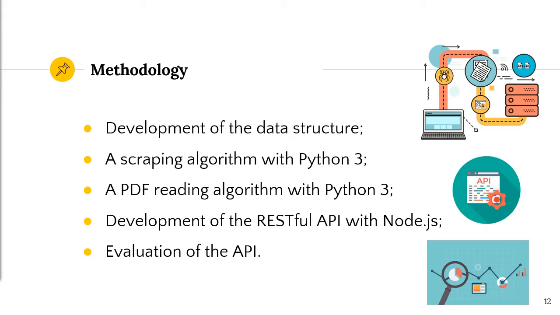Methodology. So we developed a relational data structure based on the data that we found, a scraping algorithm to make requests on the different data sources, a PDF reading algorithm that extracts tables with all the information that we need from different inspectors, a RESTful API for searching the database using the similarity functions, and at last we evaluated the results to know how good it is for the use case.